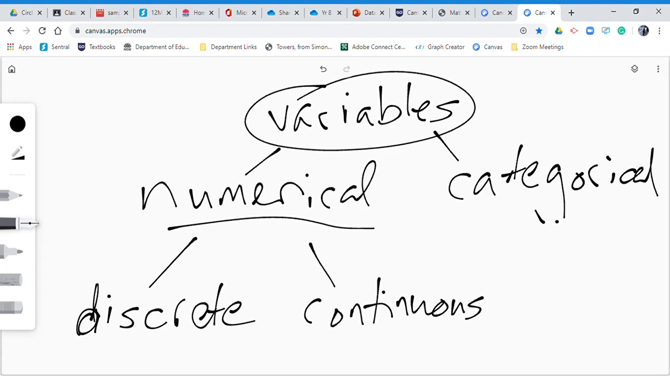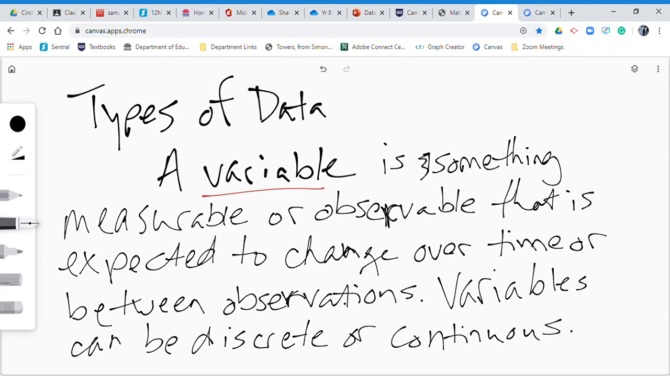So you have categorical data and numerical data, and it makes me want to go back to my last slide. I should have said variables can be numerical or categorical, not discrete or continuous. Sorry, I got this wrong. It was bugging me in the back of my head. Variables can be numerical or categorical.